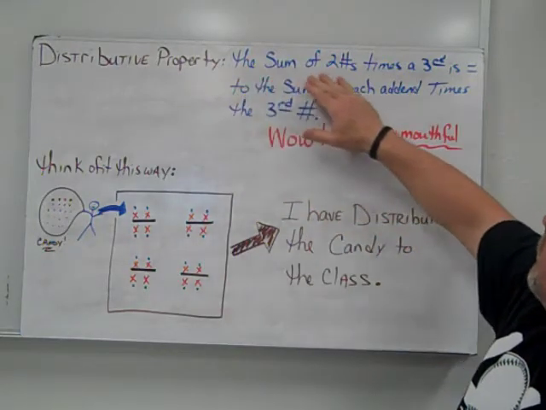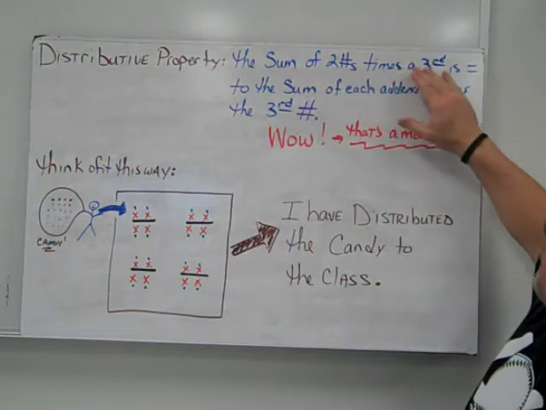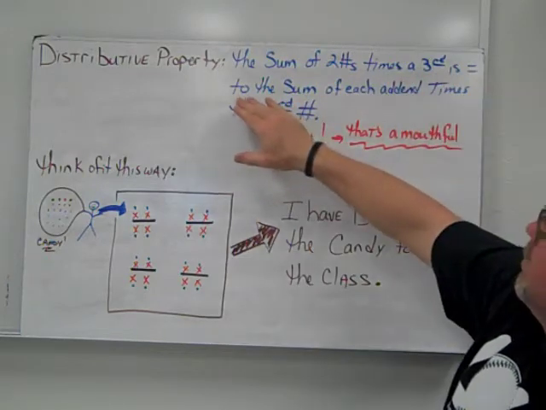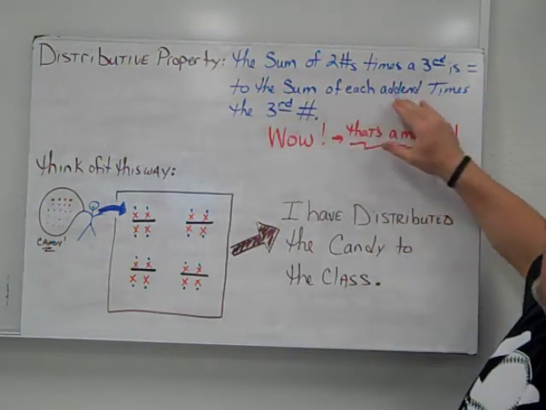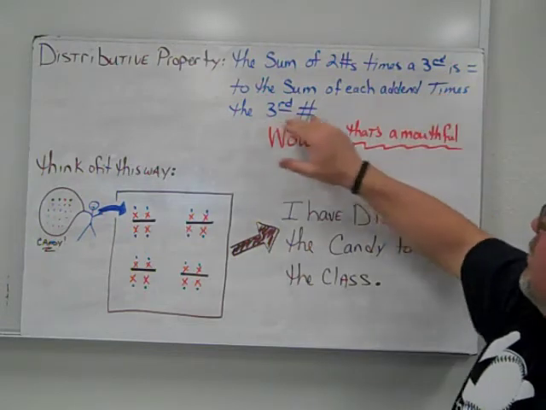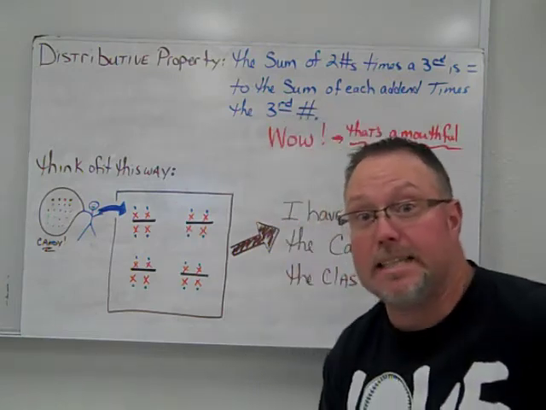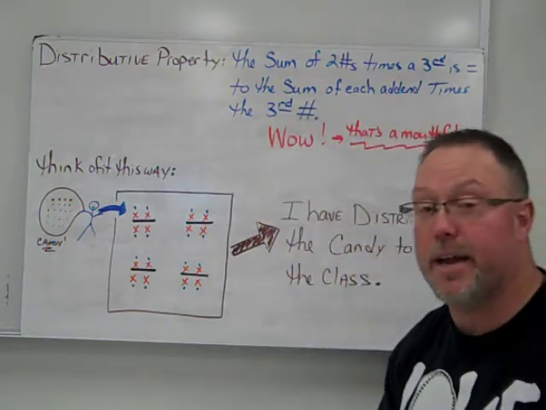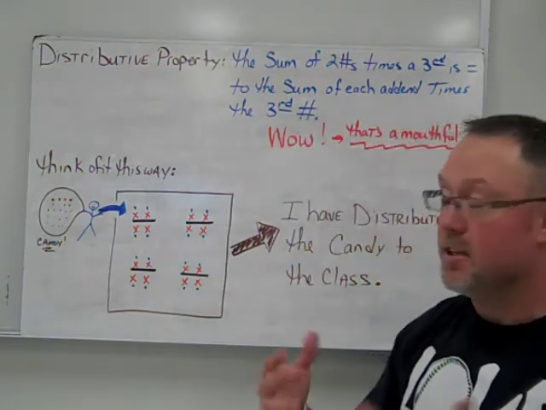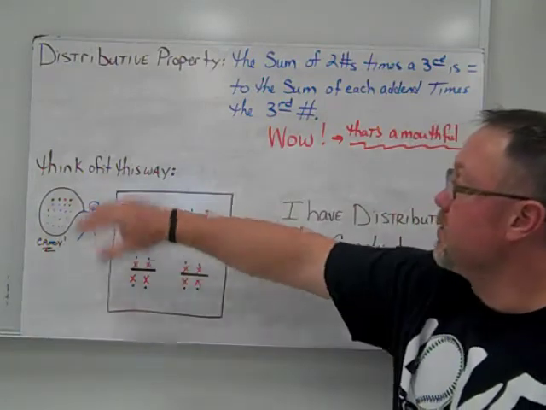It's the sum of the two numbers times a third is equal to the sum of each addend times the third number. Got that? All right. So if you got it, you're doing better than I am. Let's make it simple. Think of it this way.